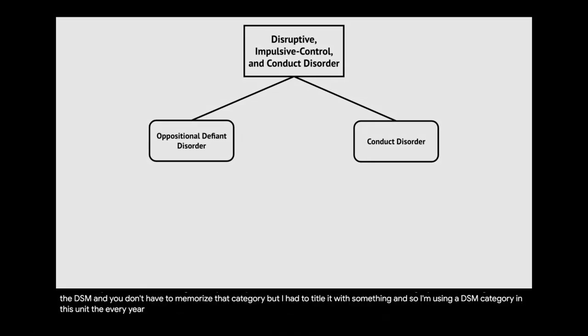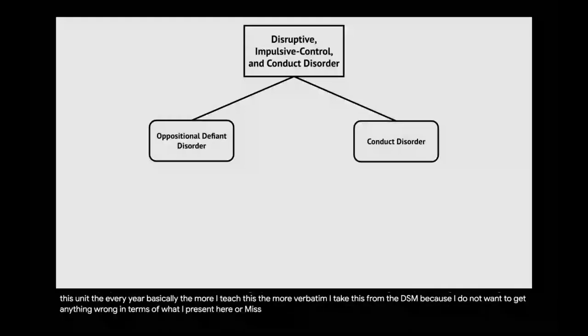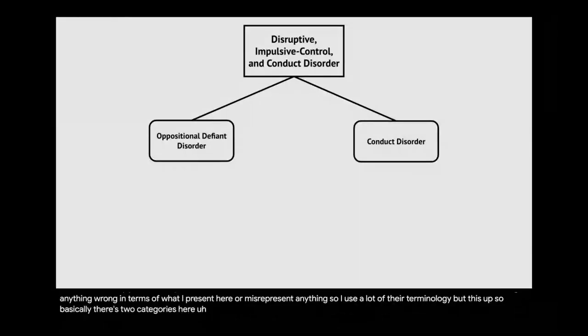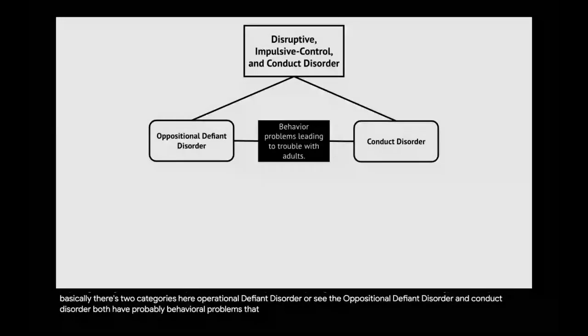Every year, basically, the more I teach this, the more verbatim I take this from the DSM, because I do not want to get anything wrong in terms of what I present here or misrepresent anything. So I use a lot of their terminology. With disruptive disorders, there are basically two categories here: oppositional defiant disorder, and conduct disorder. Both have behavioral problems that lead to issues with adults. Although both of these, more or less, can lead into adulthood, these types of behaviors.